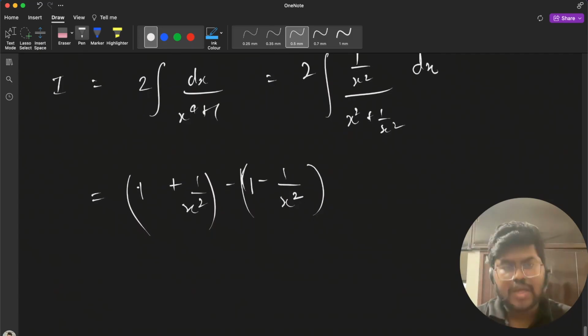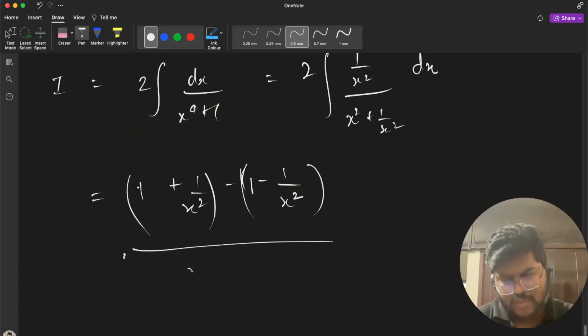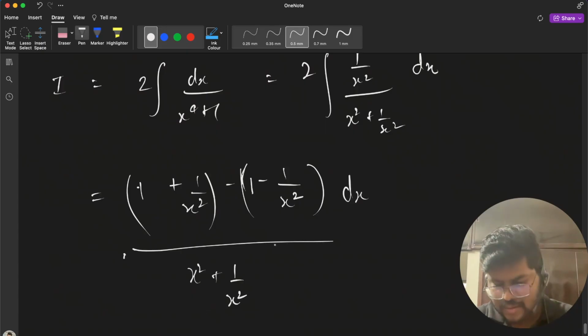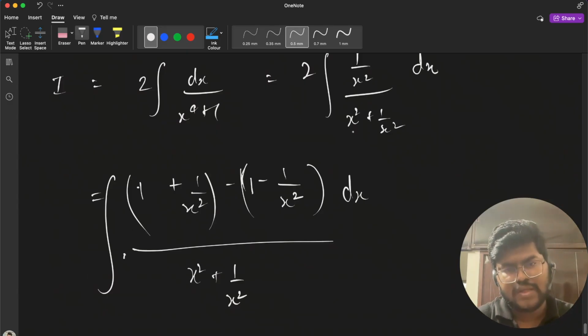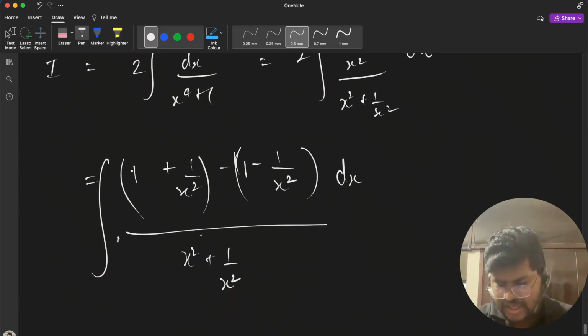And also because in the denominator we have x square plus 1 upon x square and dx, integration, right? Because we have two times now. We have two times of this, so we have just used that part 1 upon x square as two times. Simple, right? And that is why we were able to expand it in this way.